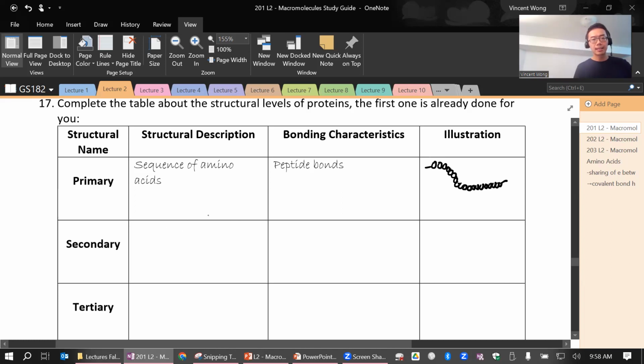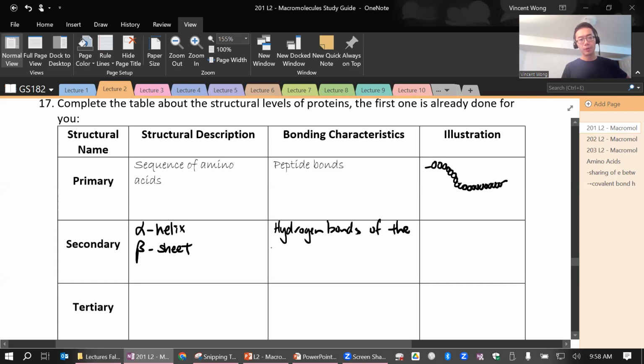What about secondary structure? It means it's either forming the alpha helix or, what's the other one called? Beta sheets, right? I know it says beta pleated sheets, but I'm just going to put beta sheets here to keep it simple for now. And bonding characteristics, what's holding them together? It is the hydrogen bond of the backbone.